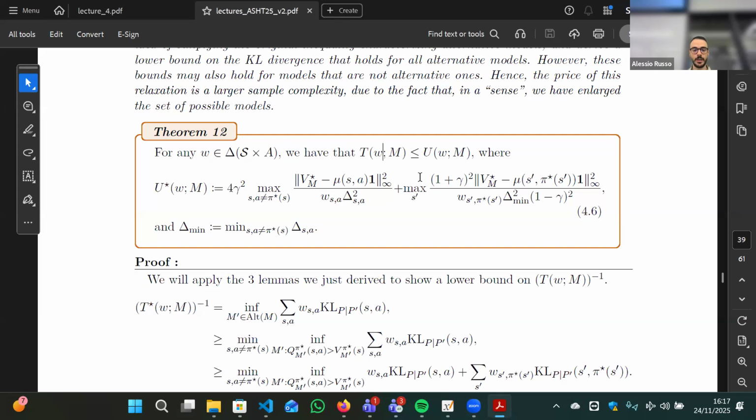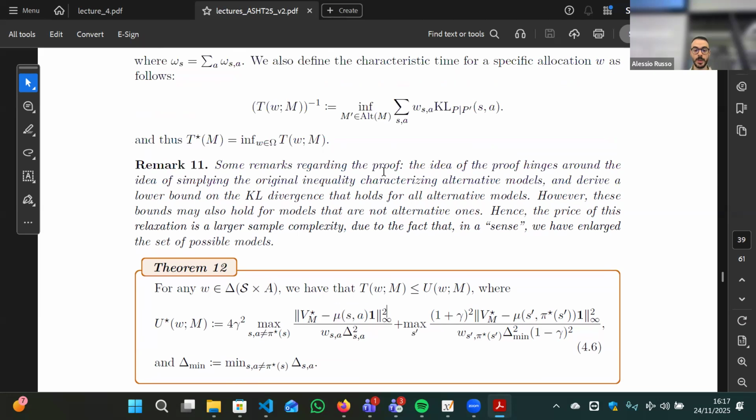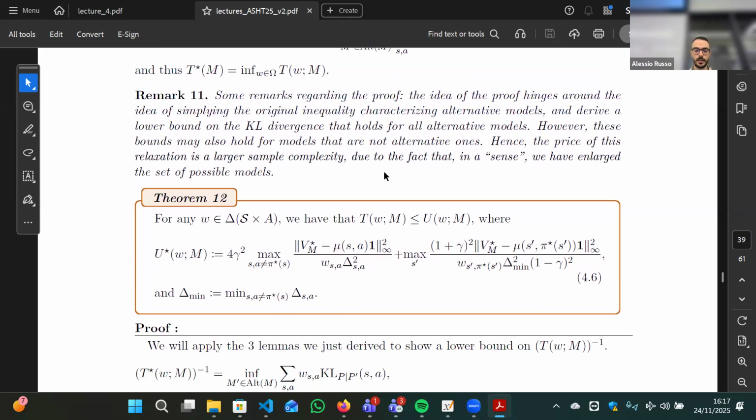Here at the numerator, we see this infinity norm of the difference between the value of the optimal policy in the true MDP minus mu SA, where mu SA is the expected value in the next state starting from SA.